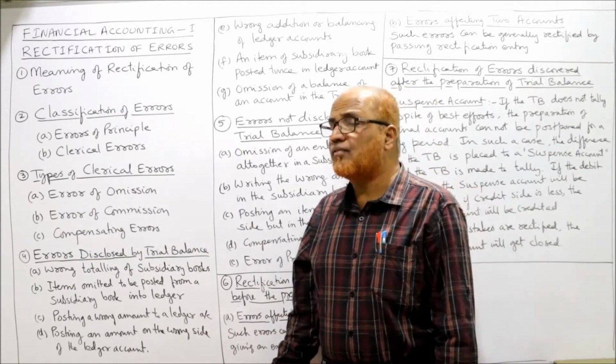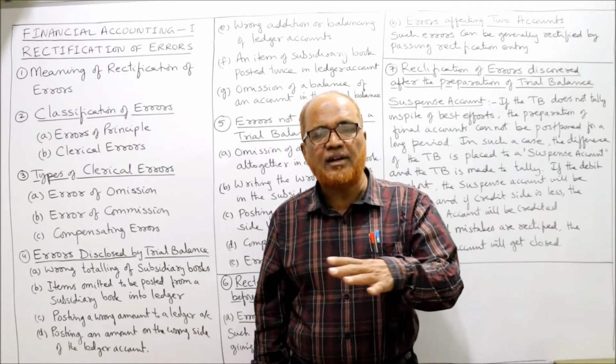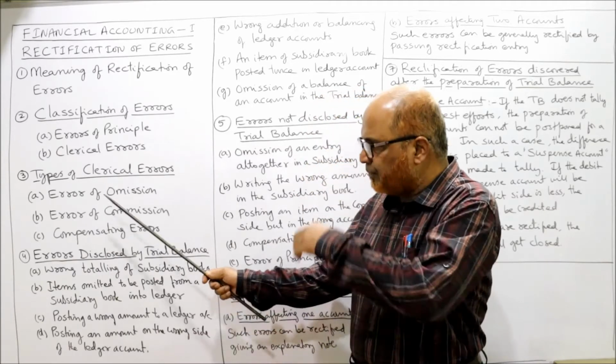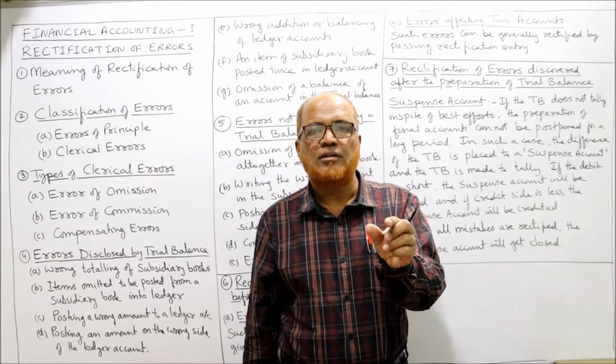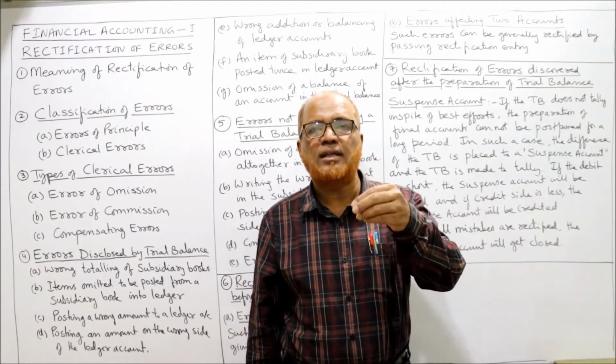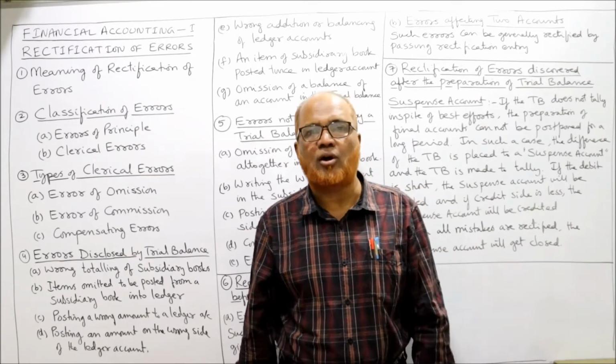Now, types of clerical errors. We have different types of clerical errors. The first is error of omission. Error of omission means the entry is altogether, completely omitted to be recorded.